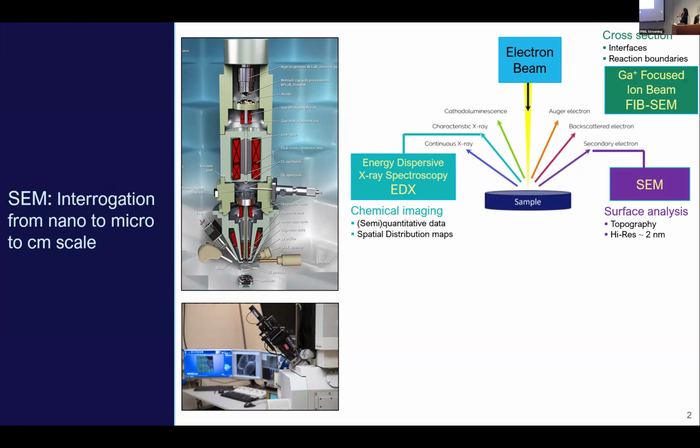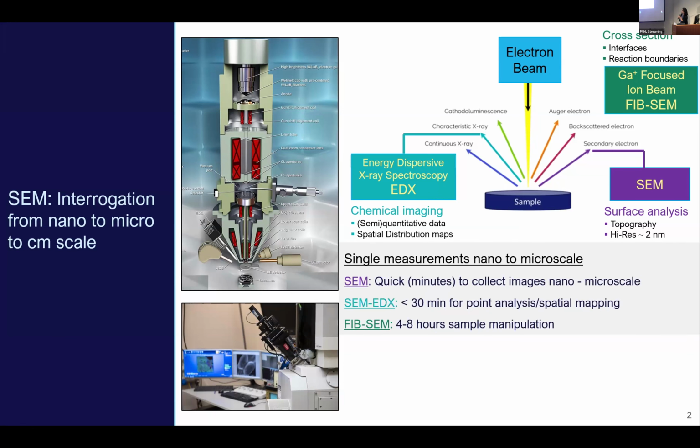And then finally, I will talk a little bit about the FIB, focused ion beam, scanning electron microscopy application. That method uses gallium ions, like Angela was describing before. They have high energy compared to electrons, so they are able to cut the samples and look at the interfaces between microbes and minerals, or between liquid phases that have interacted with minerals, so you can look at the reaction boundaries.